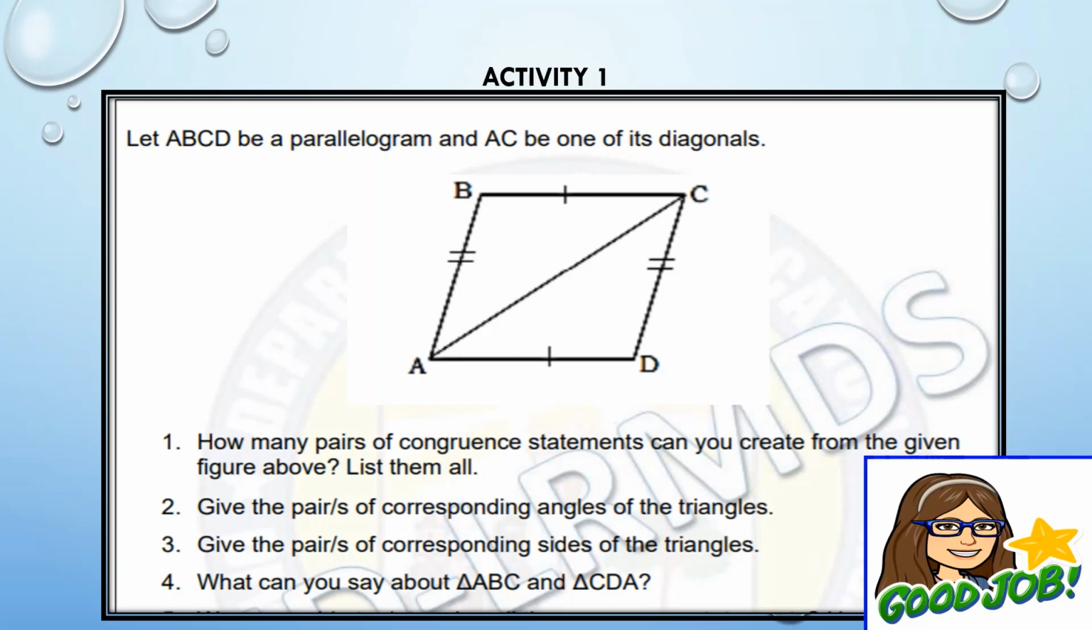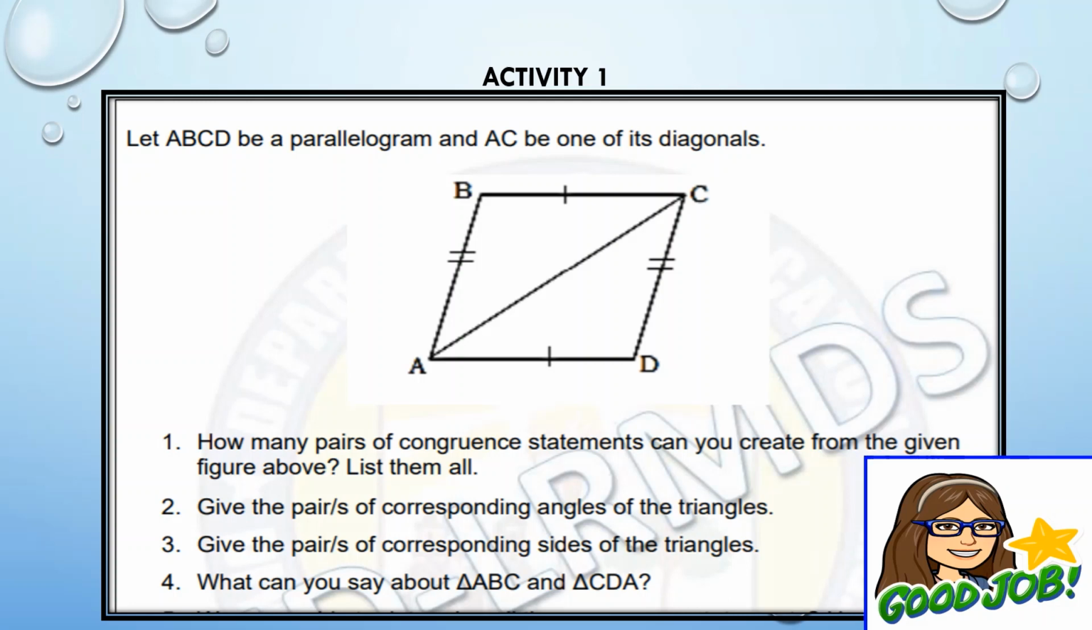Number 4. What can you say about triangle ABC and triangle CDA? Since the corresponding angles and corresponding sides of the two triangles are congruent, we can say that triangle ABC is congruent to triangle CDA. I hope this is all clear to you.